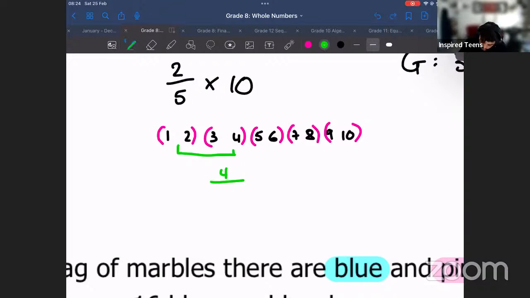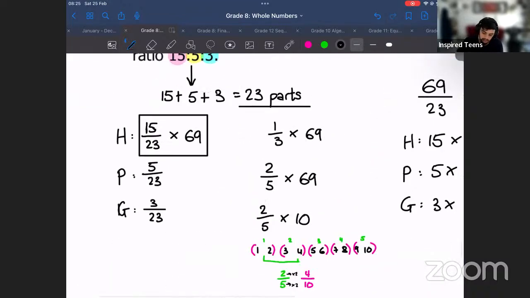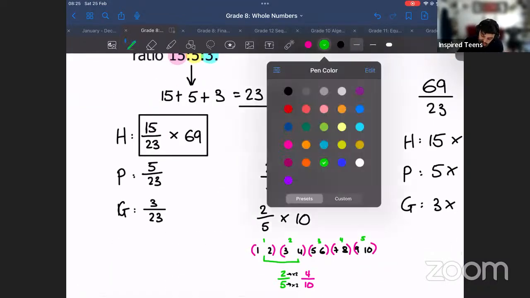Sorry, 2. 1, 2, 3, 4, and 5. So I've separated into 5 parts. So I have to take these first 2 to make it 2 over 5. But if I want to get it as 10, I consider all the numbers, it's actually going to be 4 over 10. And you'll notice, of course, the ratio here is maintained either way, multiplied both by 2. Okay, so that's an explanation for these fractions.